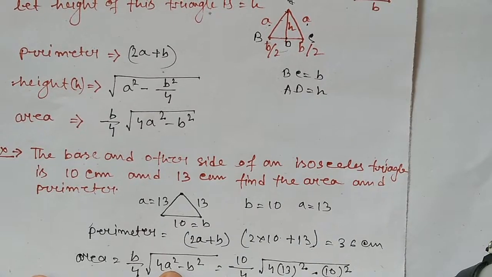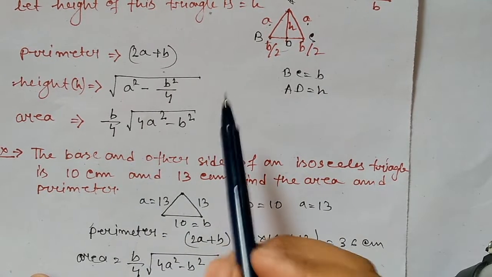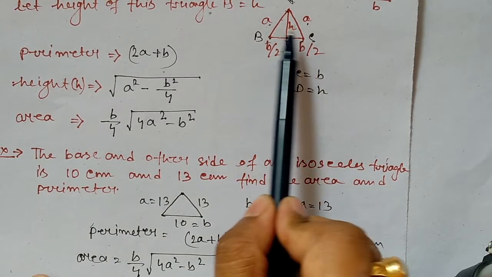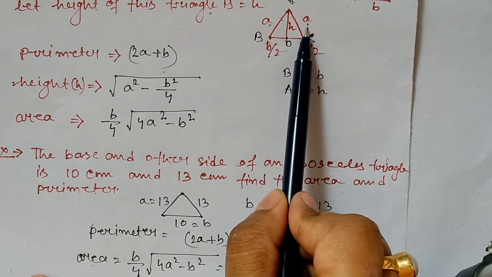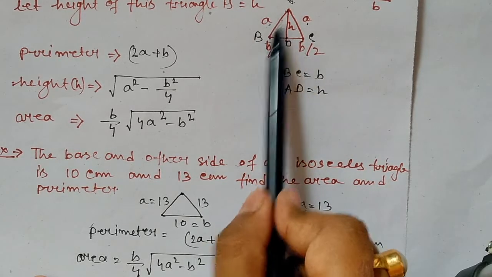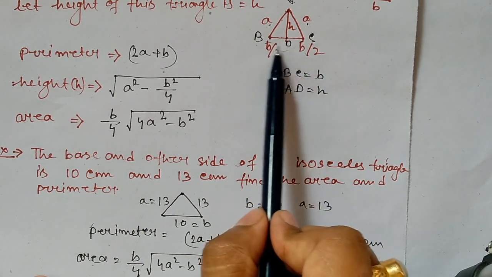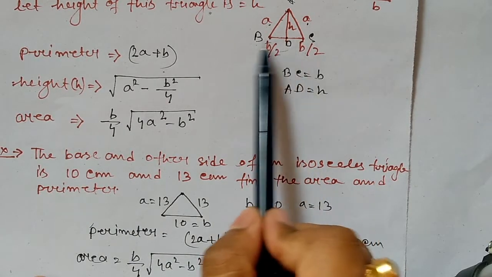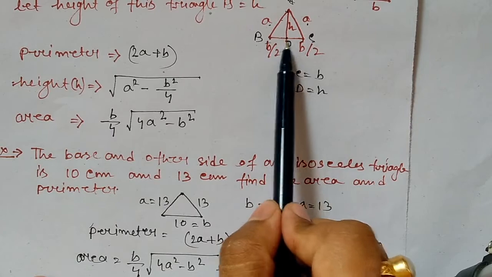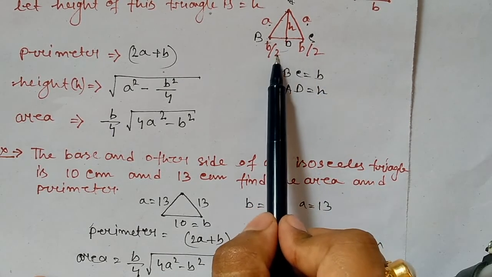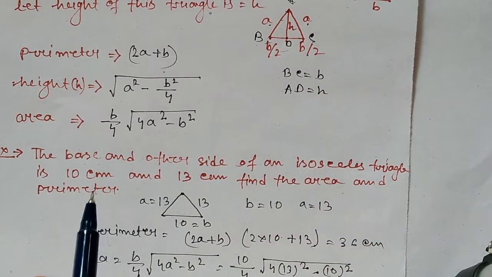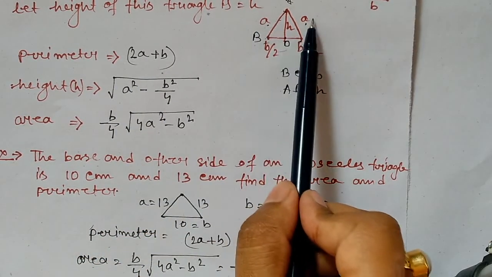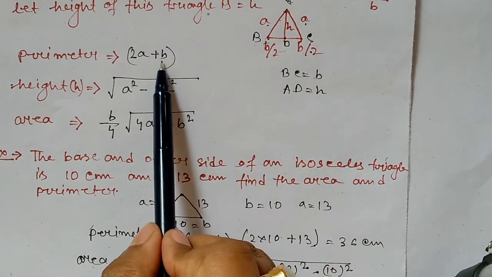Okay, so let me explain it another way. If ABC is an isosceles triangle and this is A and also this is A, that is, these are the equal sides AB and AC, and BC is the other side, that is B, and we split it into different parts, BD and CD, then we have BD is equal to B by 2 and CD is equal to B by 2. Then the perimeter should be 2A plus B. How? That is A plus A plus BC, that is B.